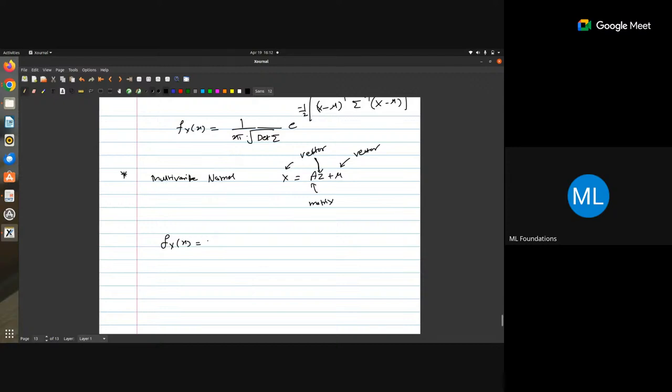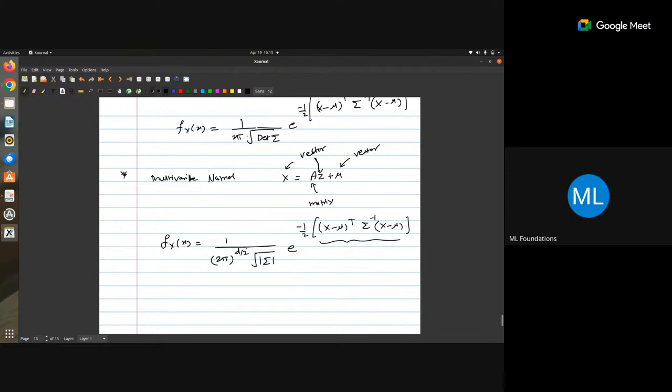So f_X of x will be 1 upon 2 pi to the power d by 2, root of determinant of sigma, into e to the power minus half (x minus mu) transpose sigma inverse (x minus mu). Sir, will these formulas be given, or do we have to remember them? This is not given in the quiz paper, so you have to remember it. But it's not that difficult, you just have to remember. This is important.